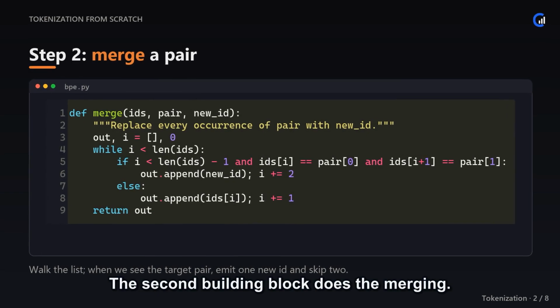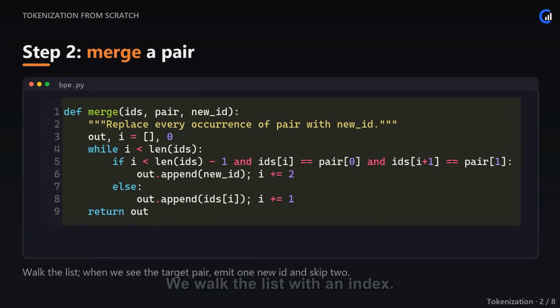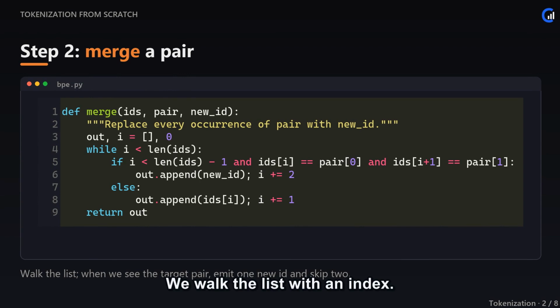The second building block does the merging. We walk the list with an index. Whenever the current token and the next one match our target pair, we append the single new ID and jump the index forward by 2. Otherwise we copy the token across and step forward by 1. The careful bit is that bounds check, so we never read past the end of the list. The result is a shorter sequence with the pair fused.